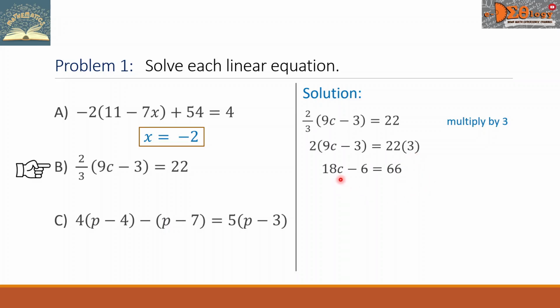Let us solve for c. The negative 6 we transpose to the right. It becomes positive. So 66 plus 6, we have 72. We divide now this equation by the coefficient of c, which is 18. Then we get the value of c equals 72 divided by 18. And the quotient is 4.